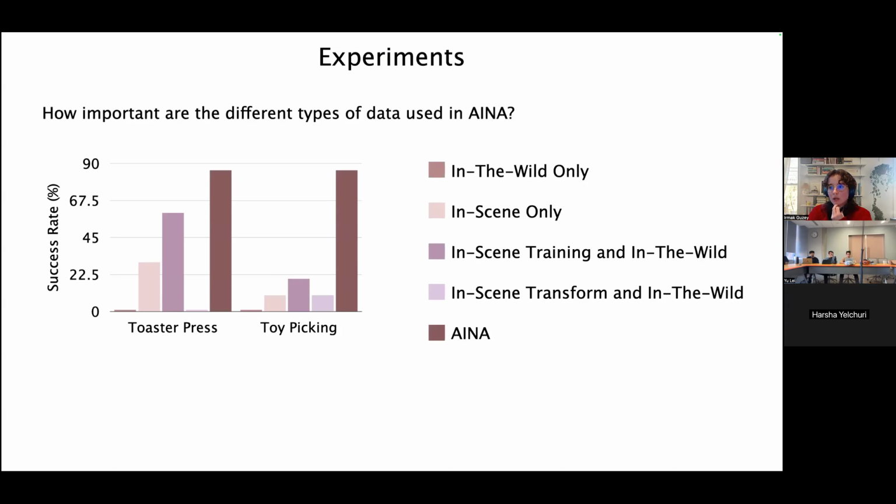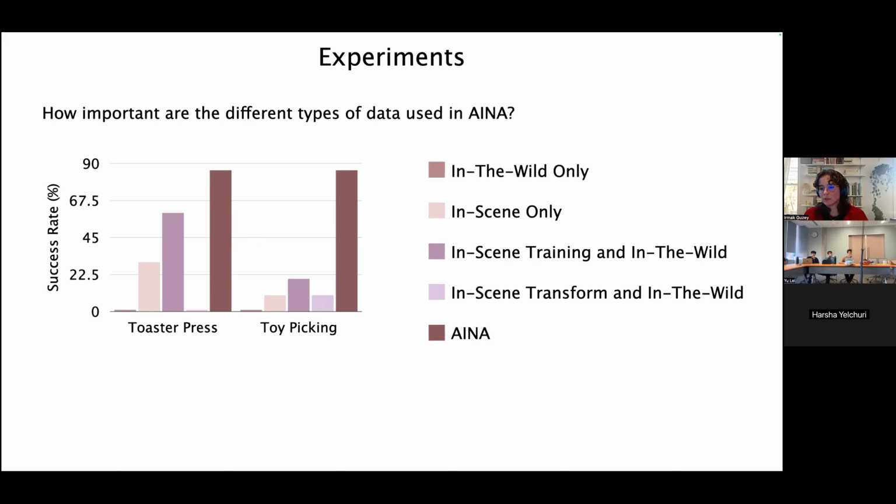Yeah, so then we evaluated how important the different types of data used in Aina are. We try to learn policies with in the wild only, in scene only. One thing before getting to that: this in-scene demonstration that we have is used for aligning the domains of in the wild and the robot environment, but it also helps with the training points, sort of shifting the distribution of the in the wild points to the training scene points.